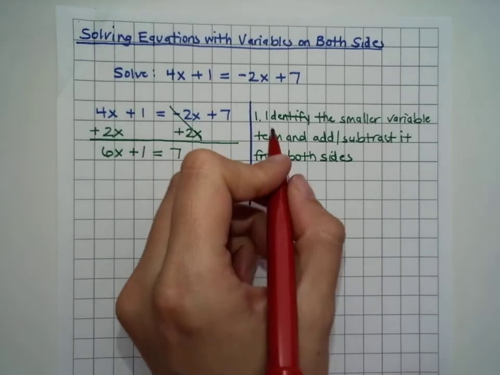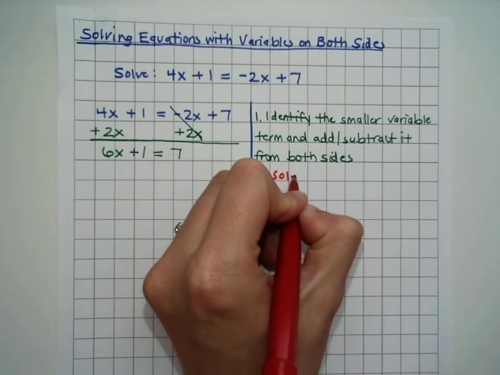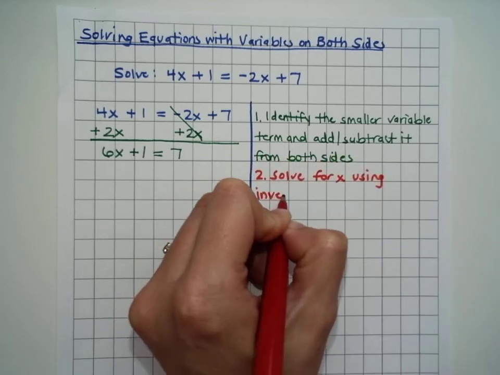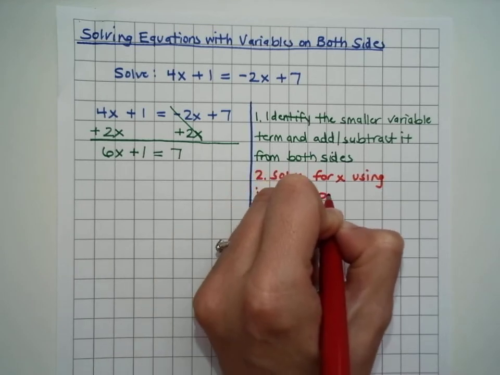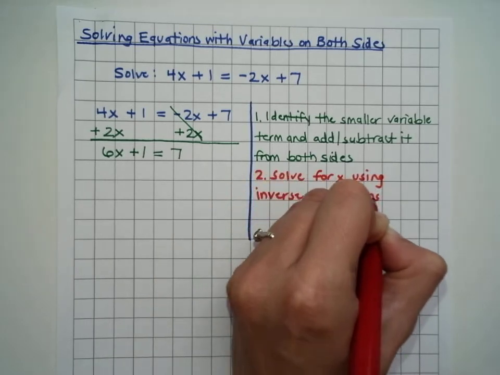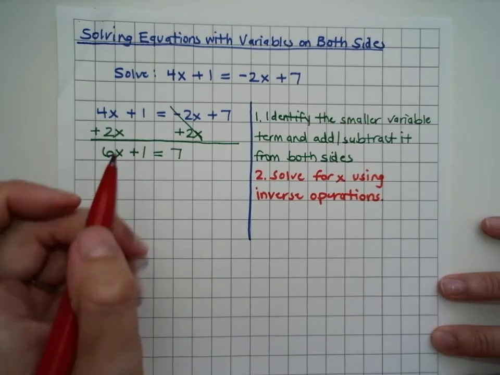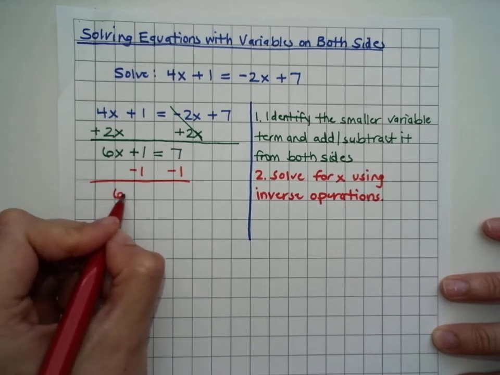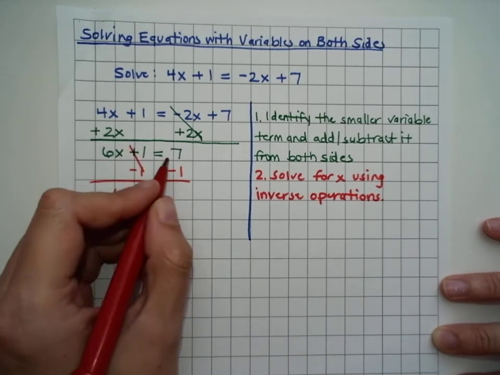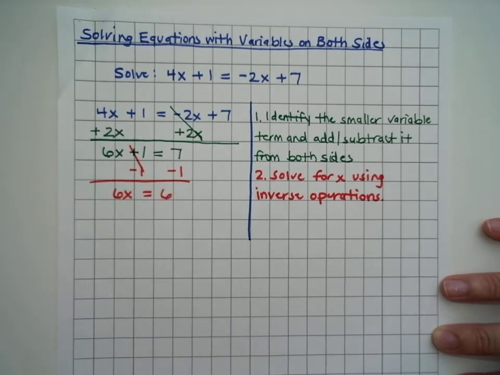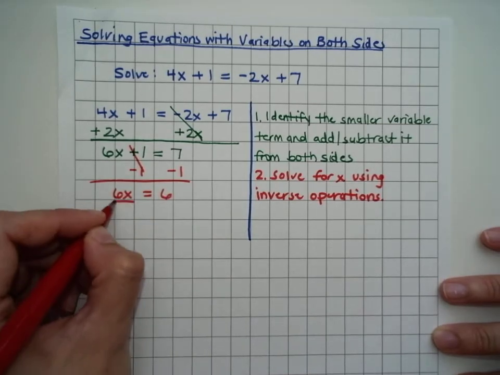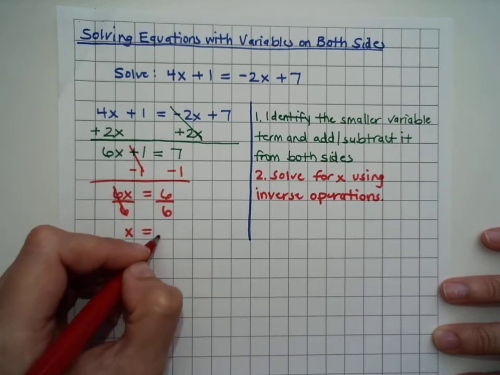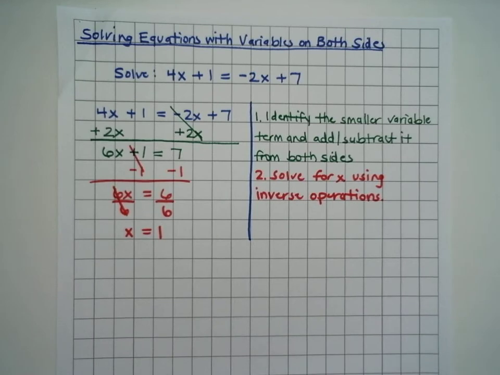So once you do that step, then you're going to solve for x using inverse operations. So we undo plus 1 by subtracting 1 from both sides. We have 6x, the 1's canceled out, equals 7 minus 1, which is 6. We undo our multiplication by dividing both sides by 6, leaving us with x equals 6 divided by 6, which is 1.